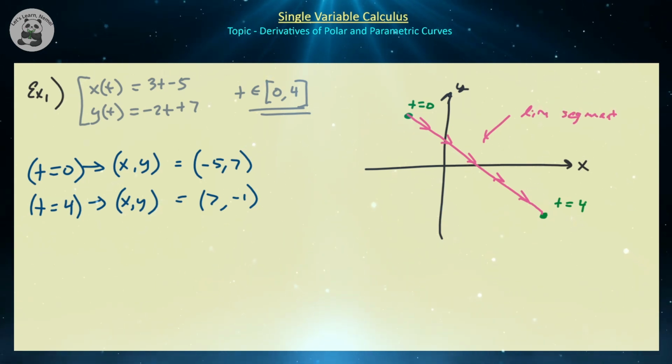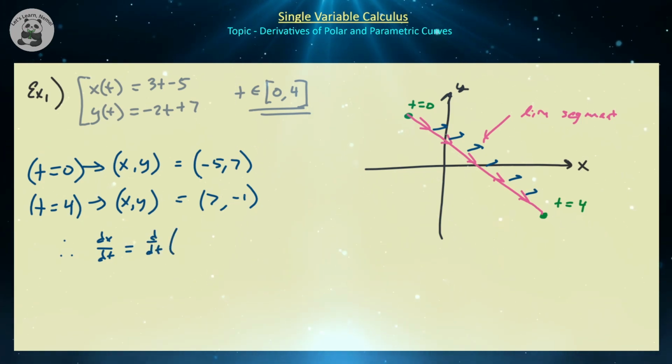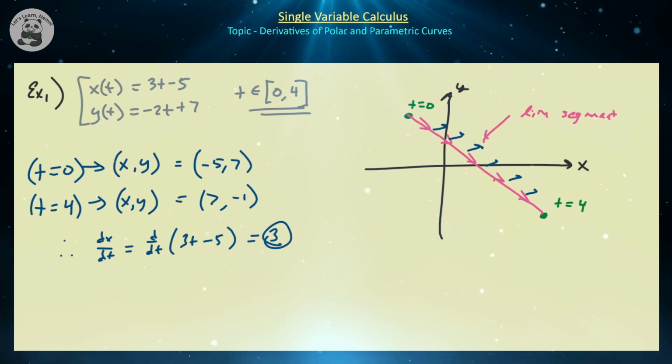Right, so if we analyze this just like we did before, we're definitely moving to the right at all points in the domain, and you should be able to verify that dx/dt is going to be equal to the derivative with respect to time of 3t minus 5, which we know to be equal to 3, which is a positive number, right? So we're always moving right throughout the entire parameter domain.